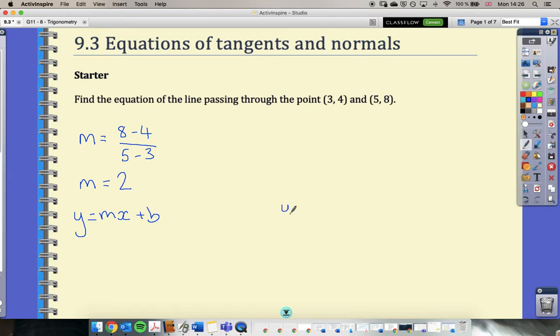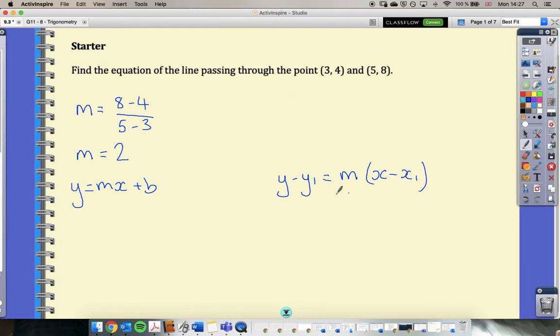Or you may have come across this form, where once again we substitute in for m as our slope, and x1 and y1 are one of our points that we can use. Both of these will give you the equation of the line. I'm going to use the version on the right, so I've got y minus, and I'm going to pick this coordinate as it has slightly smaller numbers to deal with. Our slope was 2, x minus 3.